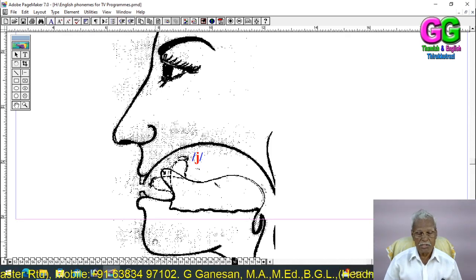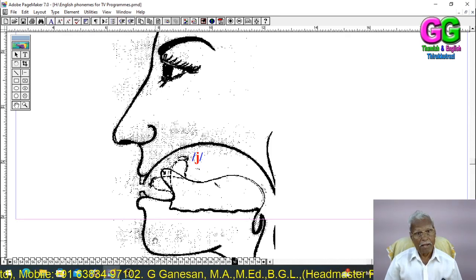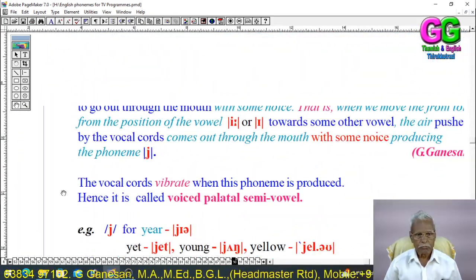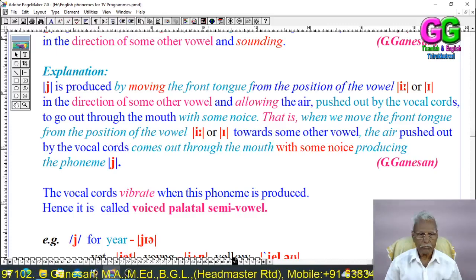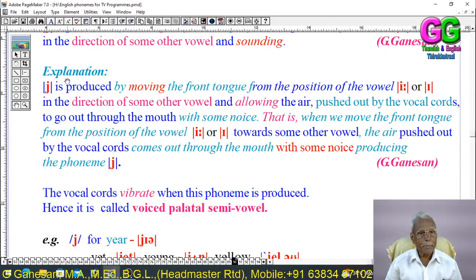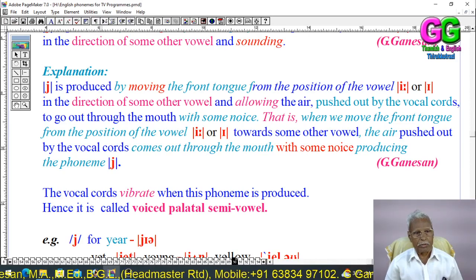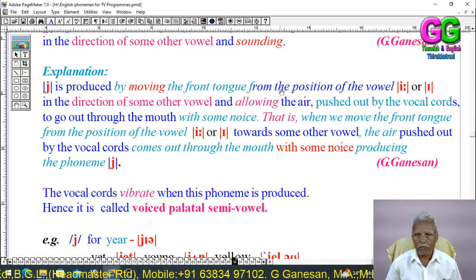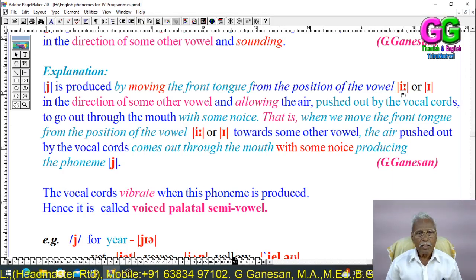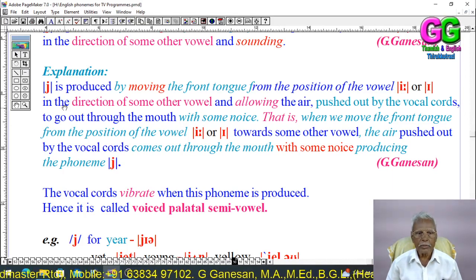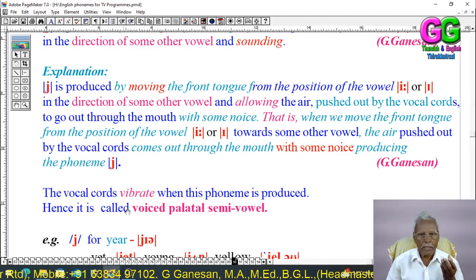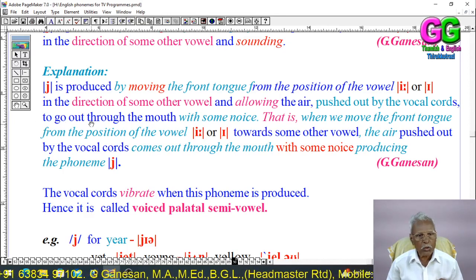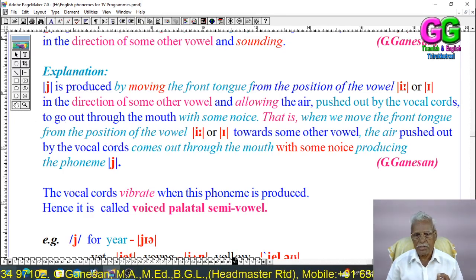Ear, ears, yellow, yet. Now, let us see the explanation. Explanation, four syllables. A is produced by moving the front tongue from the position of the vowel E in the direction of some other vowel and allowing the air pushed out by the vocal cords to go out through the mouth with some noise.